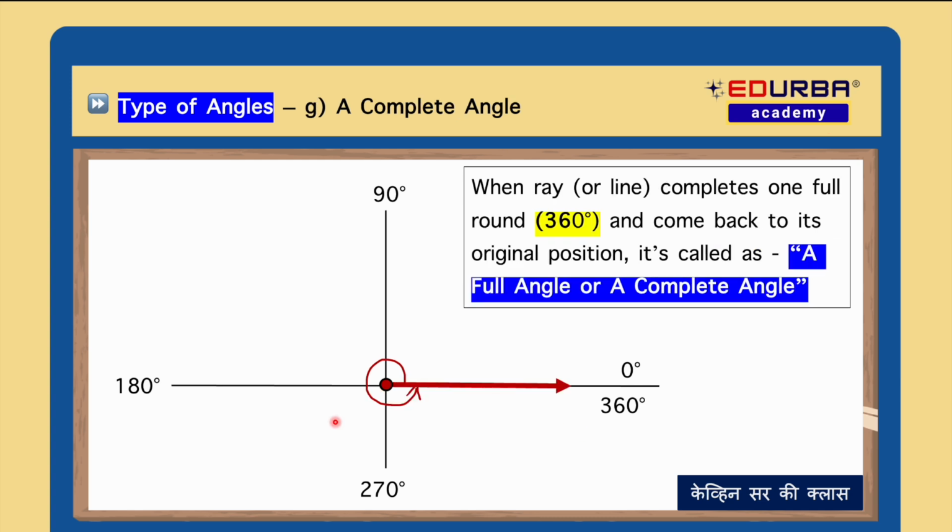And finally, the arm completes the full rotation. It began from here, it completed the full rotation and it came back to the original position. That means it completed 360 degrees of rotation. In the protractor, the first 180 degrees was on the upper side and the remaining 180 degrees was on the lower side. So 180 plus 180 is 360. That is how this arm completed a complete rotation of 360 degrees. Such an angle is called a complete angle or a full angle.